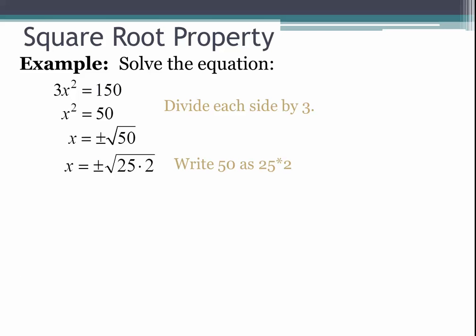So, given 3x squared equals 150, we first have to isolate the x squared. So we're going to divide both sides by 3. Then we have x squared equals 50. The opposite of squaring is to take the square root. So we're going to take the square root of both sides.